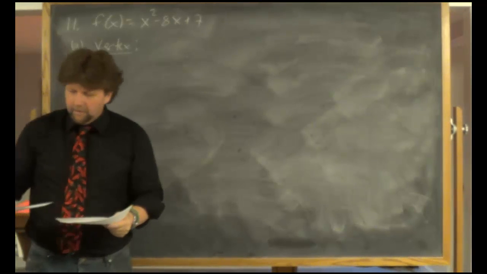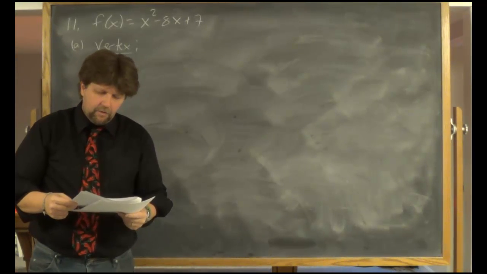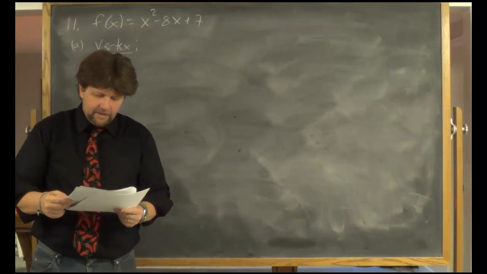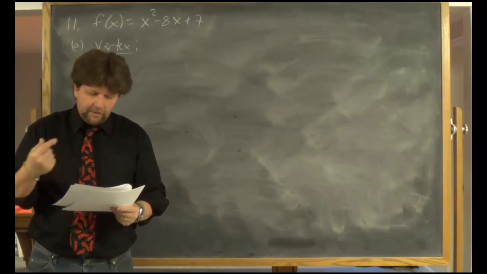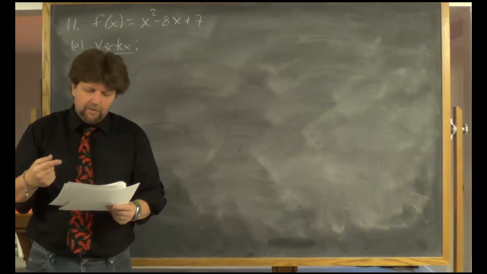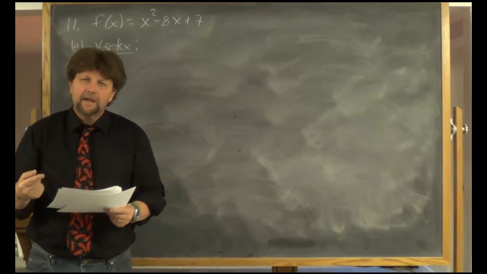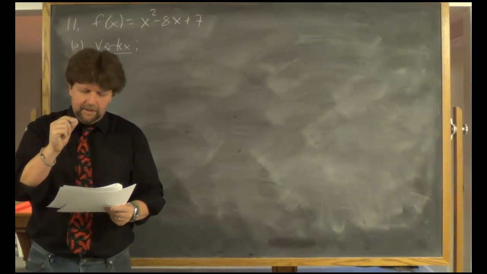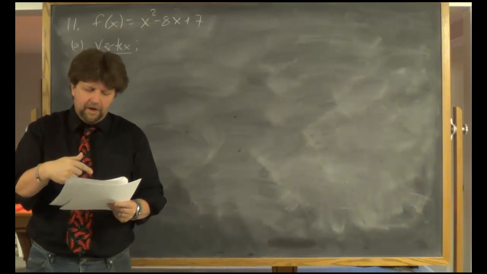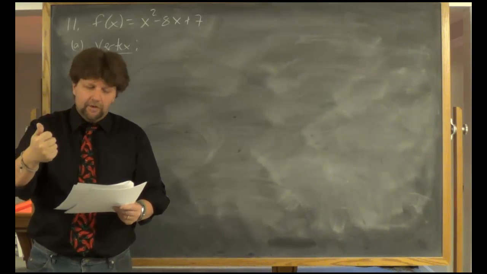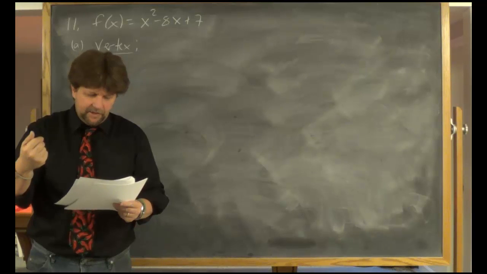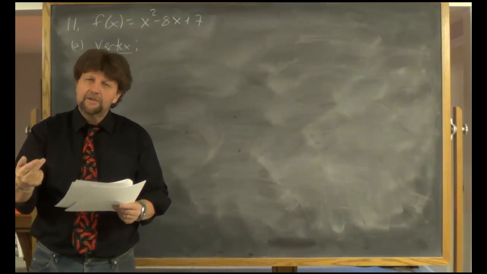All right, folks, here number 11. I gave you a quadratic function, x squared minus 8x plus 7, and I asked you to do 4 things. The first thing I asked you to do was get the coordinates of the vertex. Before we do that, there are 4 parts here. A, we're going to get the vertex. B, the x-intercepts. C, the y-intercept. And then in part D, we're going to sketch the graph.